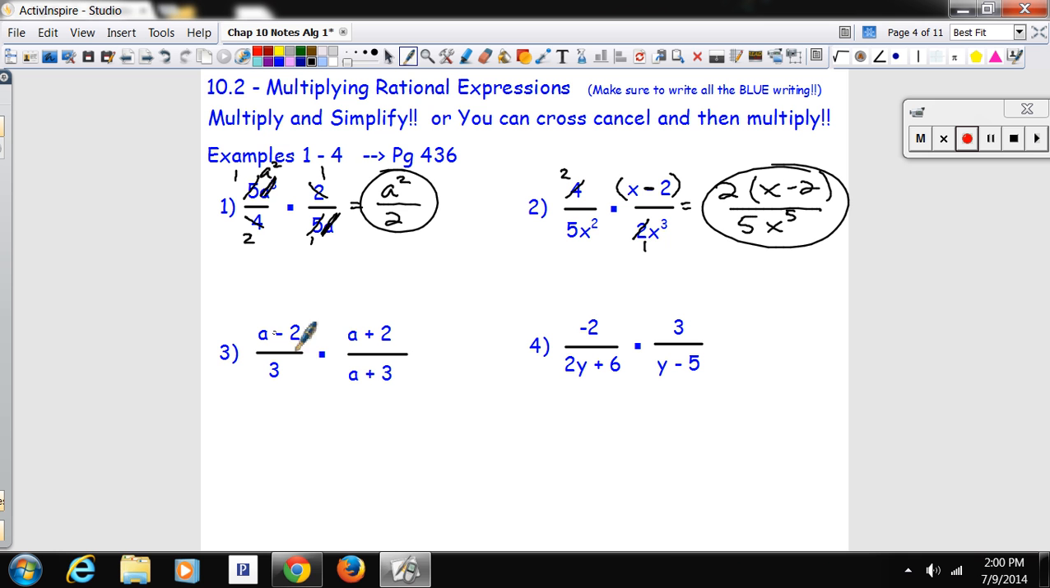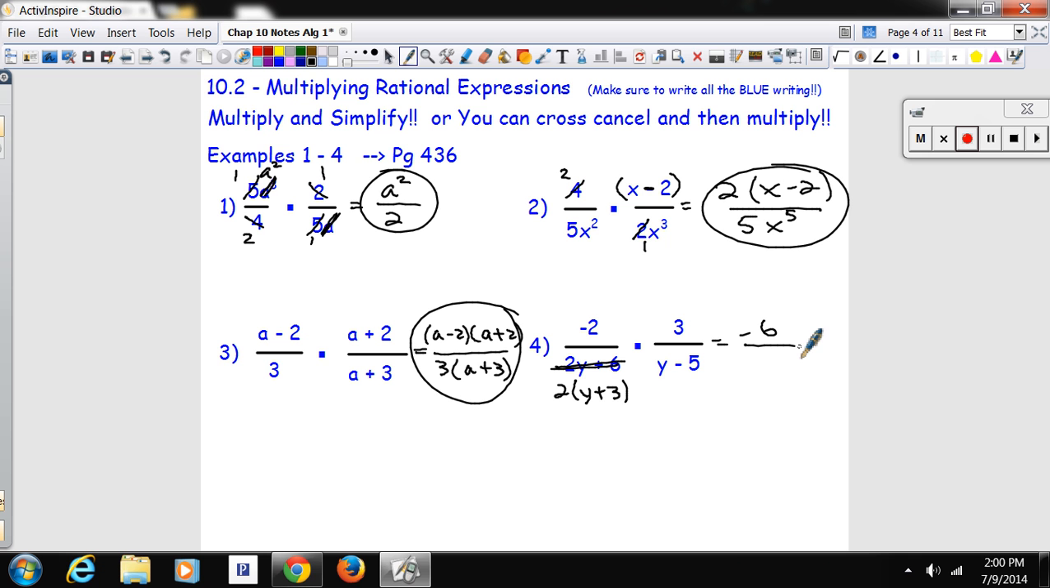answer. Cross-canceling, there is nothing you could reduce. So you're just going to put a minus 2, a plus 2, over 3 times a plus 3. Nothing you can reduce, so you multiply straight across. Nothing to reduce here, but you could take out a 2 down here. So you could change that to 2 parentheses y plus 3. Then you're going to get a negative 6 on top, a 2 parentheses y plus 3 times a y minus 5 on the bottom. So that whole thing goes on the bottom.